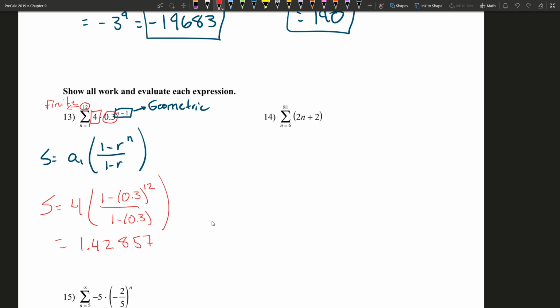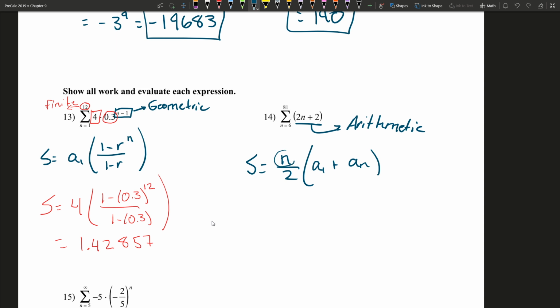For number 14, the first thing we need to do is just notice that this is arithmetic. So our equation for the sum of an arithmetic series is S equals the number of terms we're adding together divided by 2, times the first term that we're adding together plus the last term that we're adding together. So we need the number of terms, the first term, and the last term.